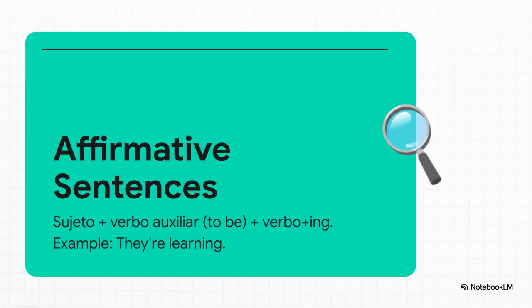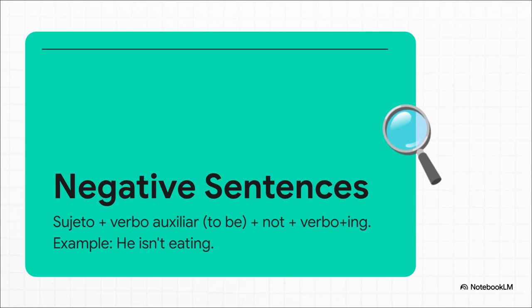To make a positive statement, an affirmative sentence, the formula is so simple. You just take your subject, add the right form of the verb to be, that's your am, is, or are, and then you pop that ing onto the end of the main verb. So you get, they're learning. Easy, right? So what if you want to say no? Well, it gets even easier. You just find that am, is, or are, and you drop the word not right after it. So he is eating becomes he is not eating. Or how you'll usually hear it, he isn't eating.